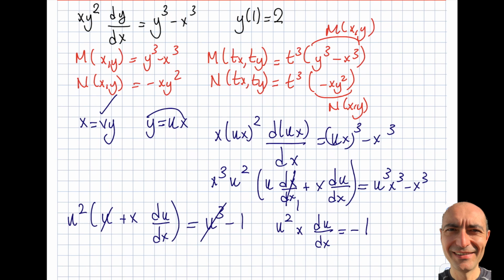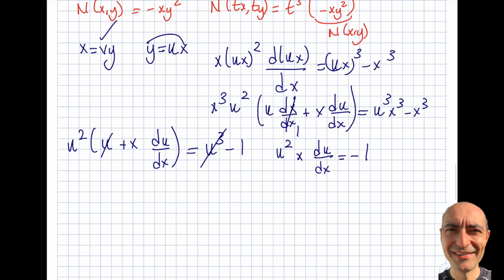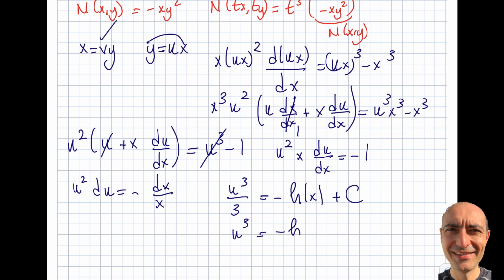Can I do separation of variables? This looks a little easier than what I did before. I can do this: u squared du is equal to minus dx over x. Then I do the integration. The left hand side will be u cubed over 3, equal to minus ln x plus a constant, let's call it c. Multiply each side by 3, so I get u cubed is equal to minus ln x cubed plus d, where d is equal to 3 times c, an arbitrary constant.